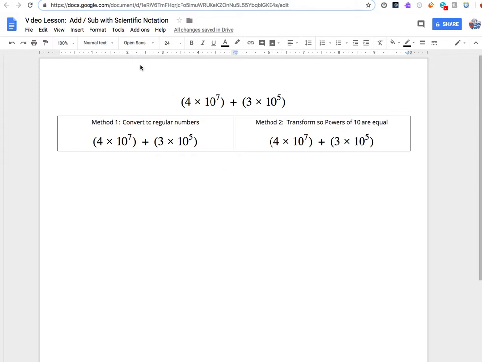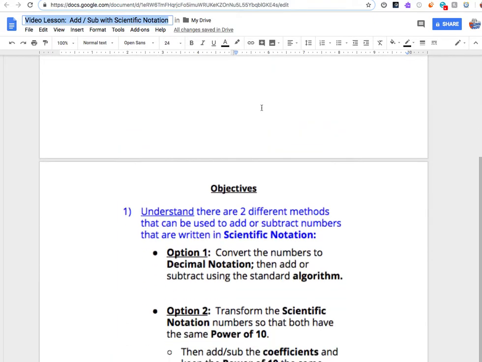Welcome. In this video, we're going to talk to you about how we can add and subtract when our numbers are in scientific notation. Our first example here, we see 4 times 10 to the 7th, and we want to add that with 3 times 10 to the 5th. We're going to first look at our objectives today.